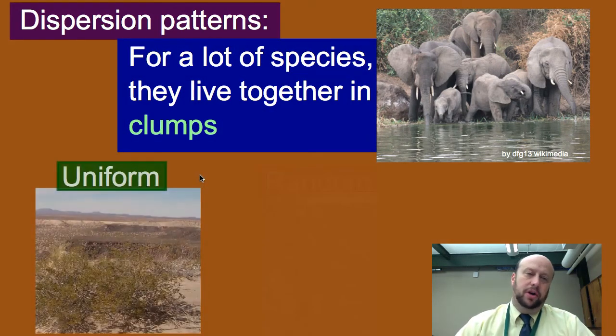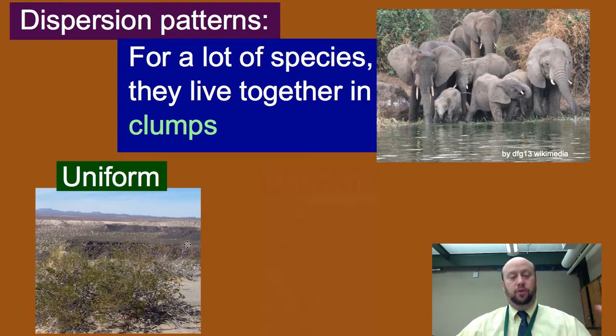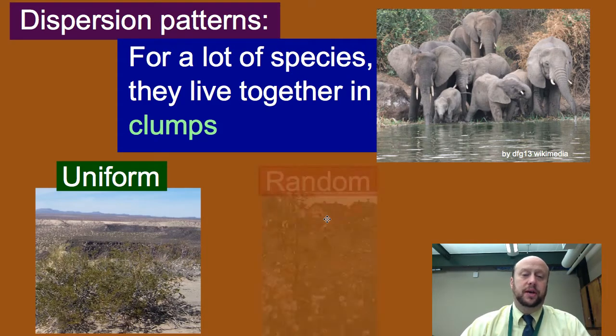A couple other dispersion patterns: if resources are limited, then it is often very helpful for things to uniformly disperse themselves. And so these are creosote plants. It's kind of hard to see in this picture here, but basically they space themselves out almost at exact spacing intervals. And so it's a really uniform system. A lot of grasses do that same sort of thing.